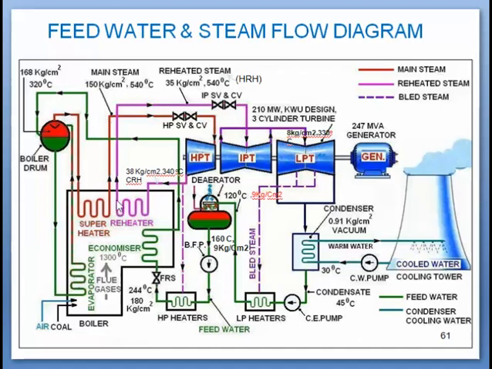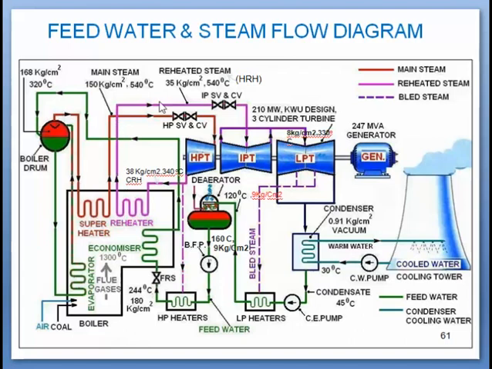Second, we will see the reheating. Once the steam coming out from the boiler drum passes through the superheater and the main steam comes out, it enters the HP turbine. After expansion, its pressure and temperature get reduced. This is called cold reheat. This cold reheat again passes through the reheater. So this is a reheating process which we had already seen in our reheat Rankine cycle.